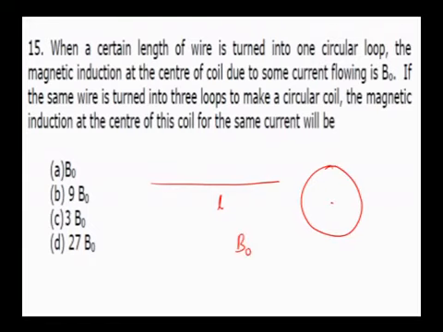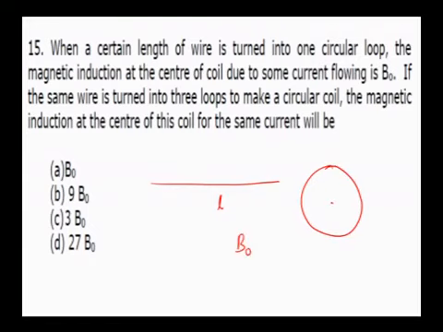If the same wire is turned into 3 loops to make a circular coil, the magnetic induction at the center of the coil for the same current will be, okay. So same length, but it is turned into 3 loops, okay. So here what happens, as it is turned into 3 loops, radius decreases, okay. So radius decreases. Magnetic field expression you know, that is B equals mu naught I divided by 2R, okay.